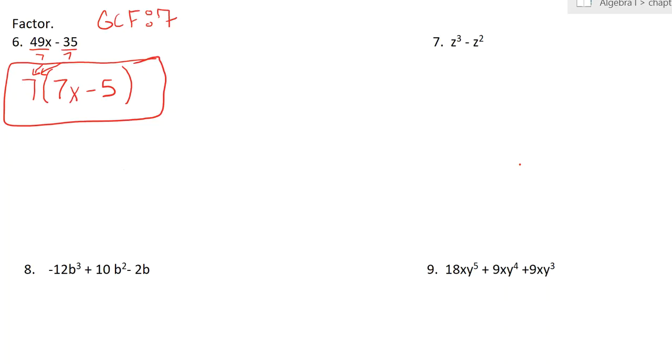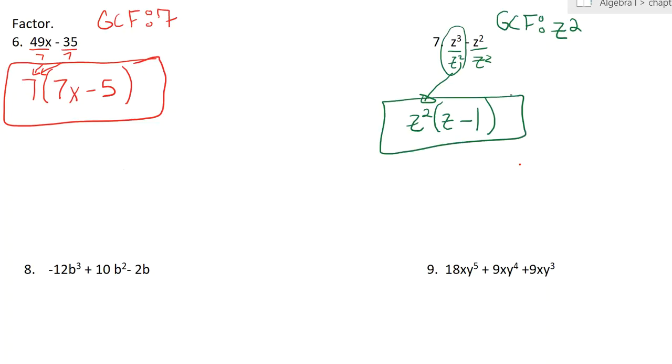Looking at number 7, we have two terms. We have z cubed minus z squared. And again, you have to think about what the GCF is. Well, the GCF for this case is going to be z squared, meaning z squared can be taken out of both of them. So I'm going to divide each term by z squared, and that goes on the outside. And what's remaining is z cubed divided by z squared, that's z. And then z squared divided by z squared is 1, so minus 1. So that would be our final answer.